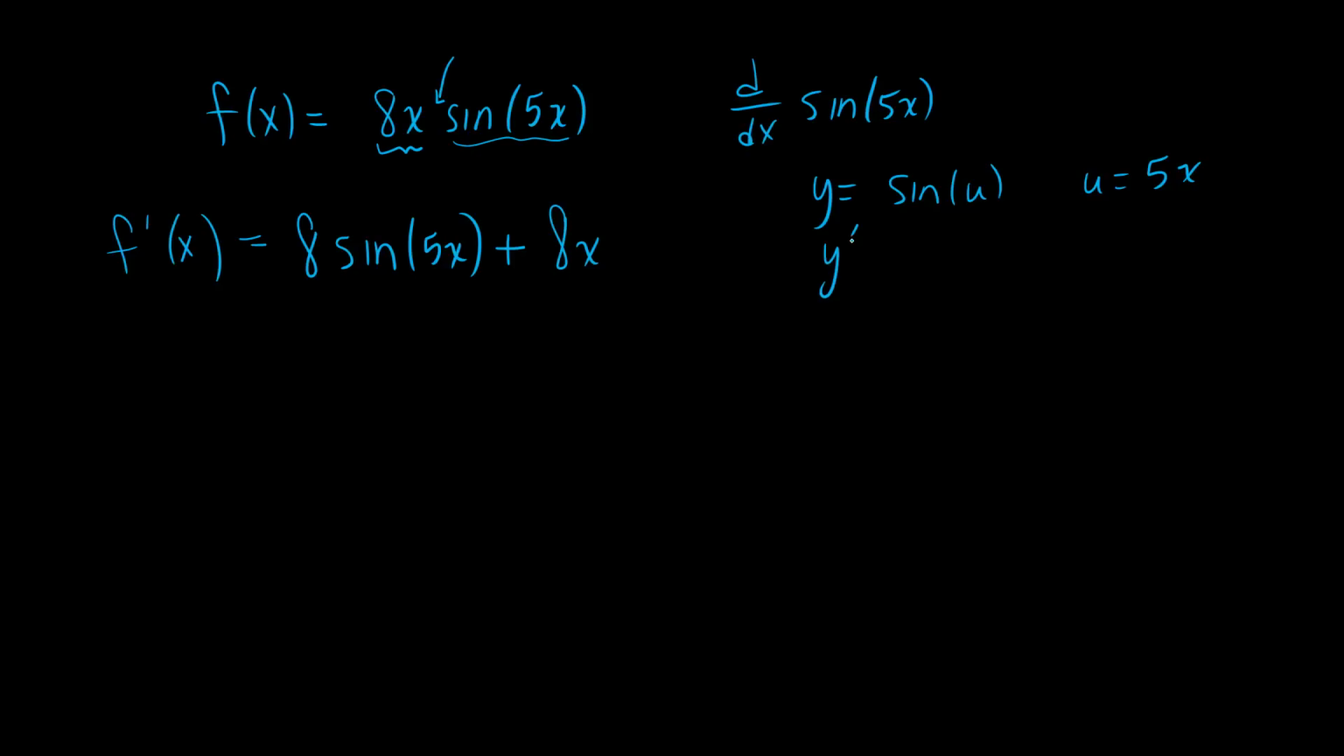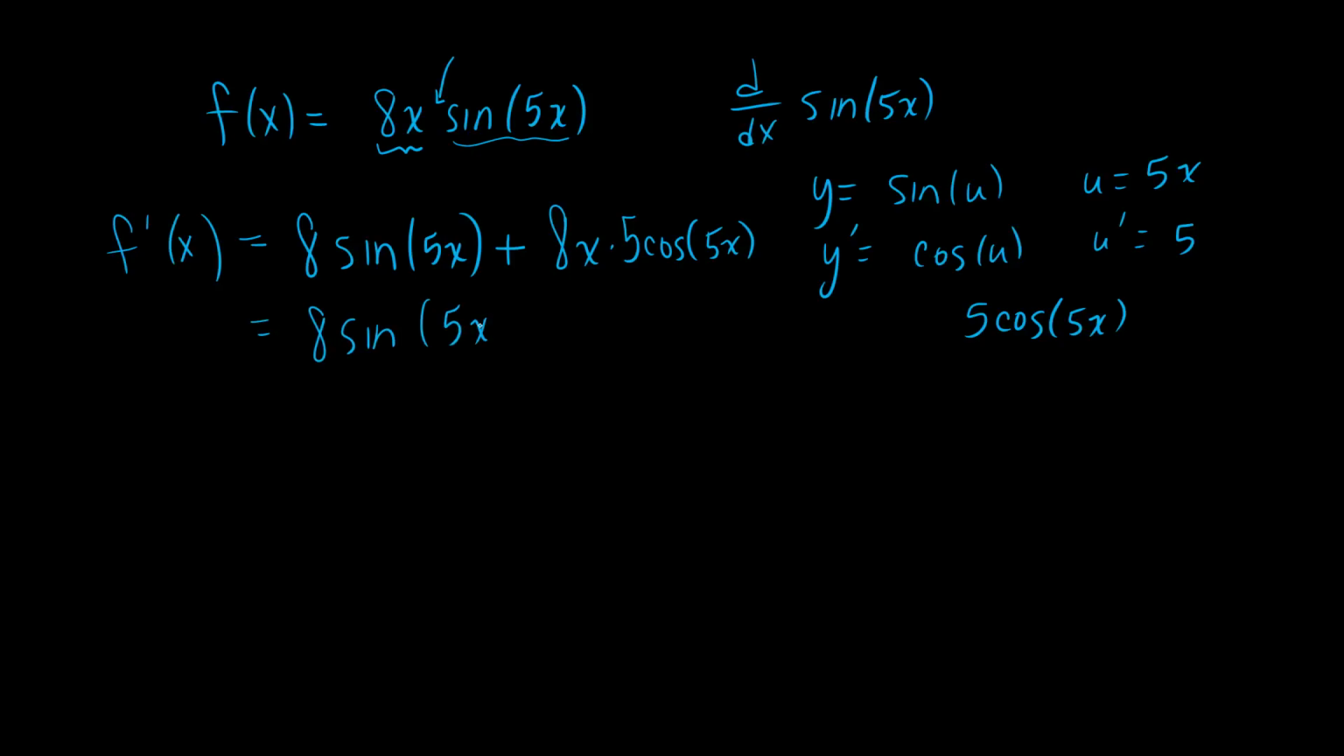5x, cosine u, 5. Cosine u, 5x. So times 5 cosine 5x. And now I just simply multiply that last piece, 5x plus 40, 8 times 5, 40, x cosine 5x.